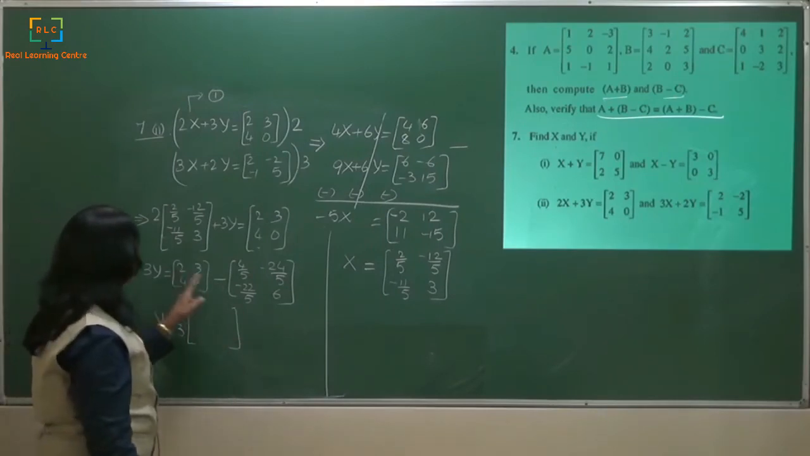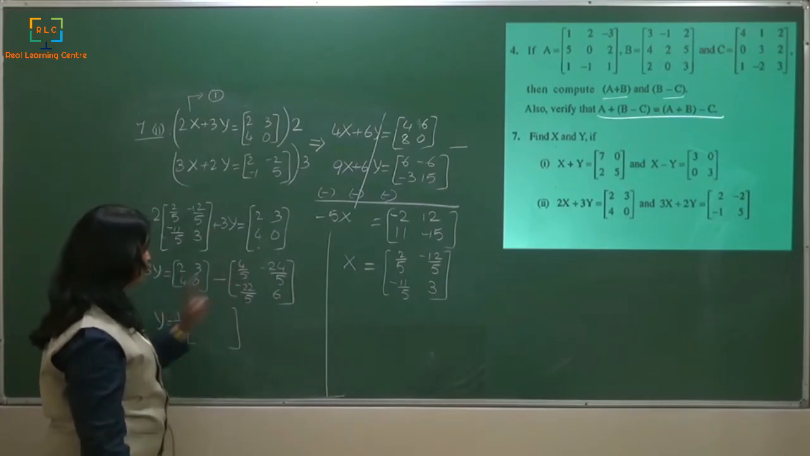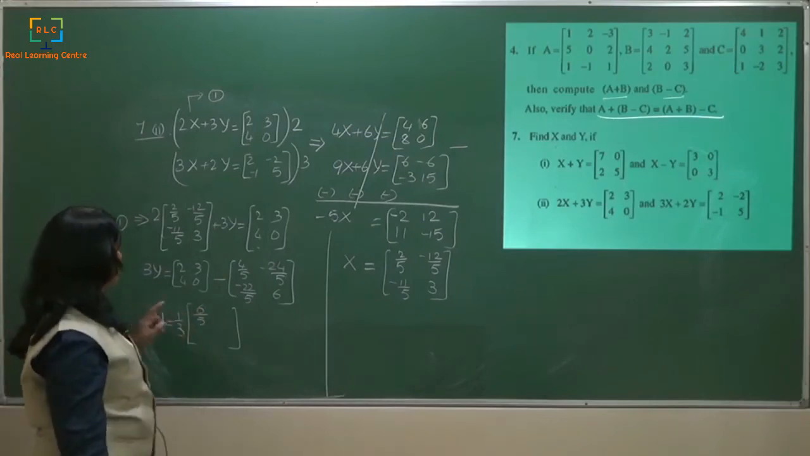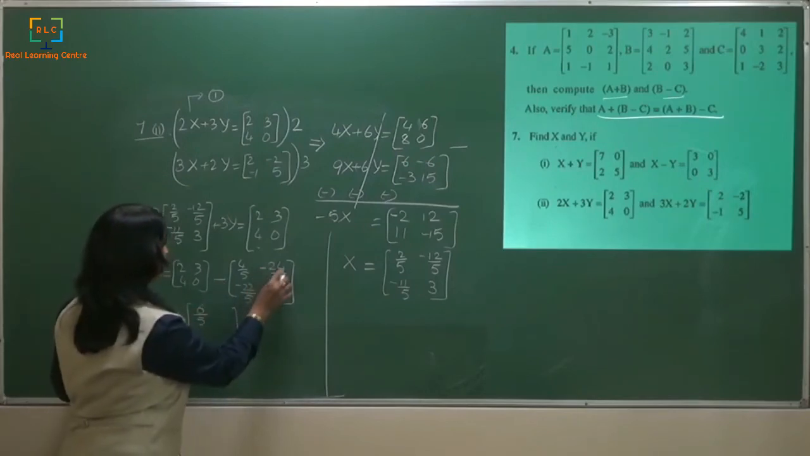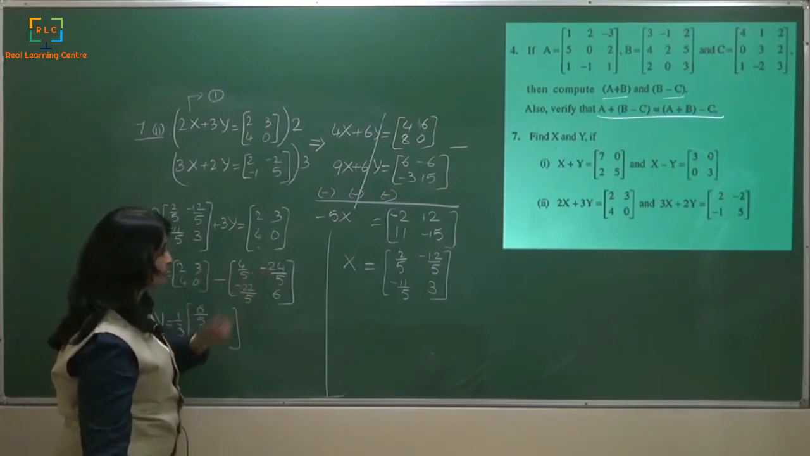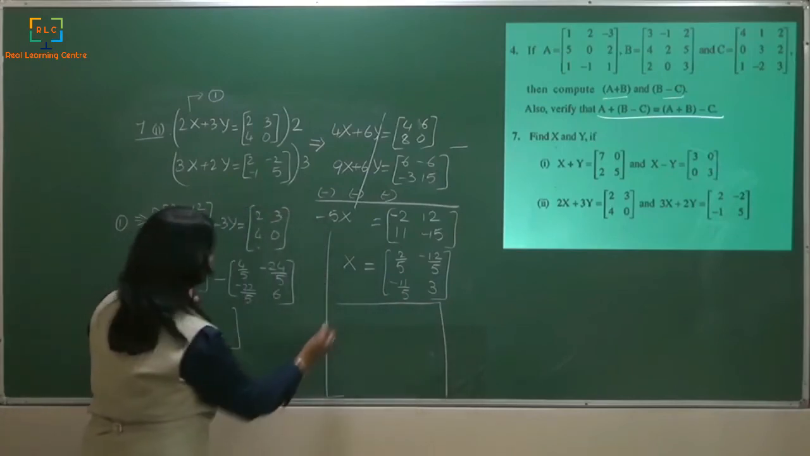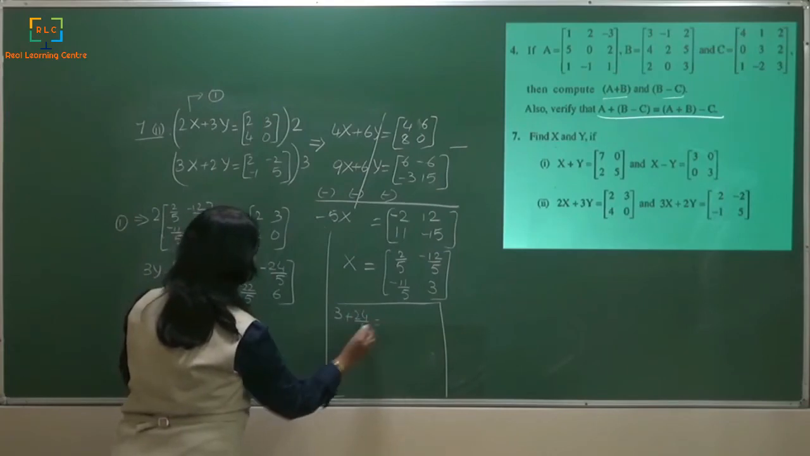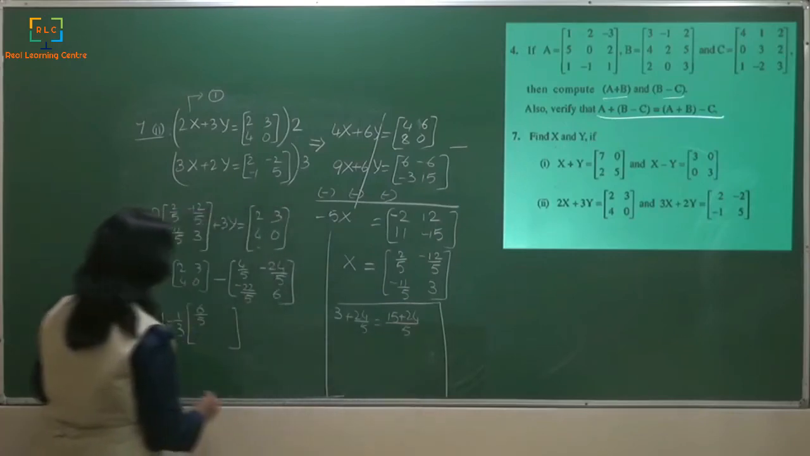So let us do 2 minus 4 by 5. 5 2s are 10. 10 minus 4 is 6 by 5, I got. Next, 3 minus of minus 24 by 5. So it will become plus. I shall do some rough work here. It is like this: 3 minus of minus is plus 24 by 5. 3 5s are 15 plus 24 divided by 5 gives you 39 by 5.